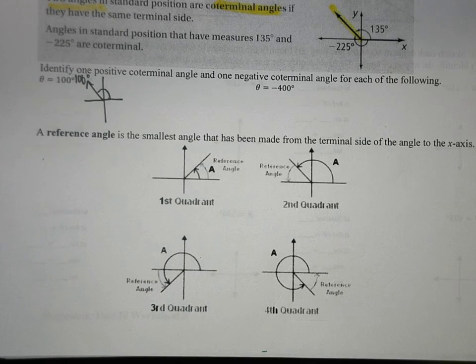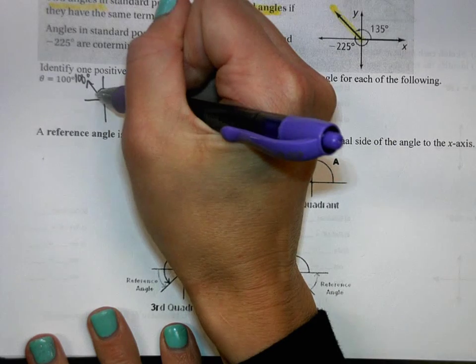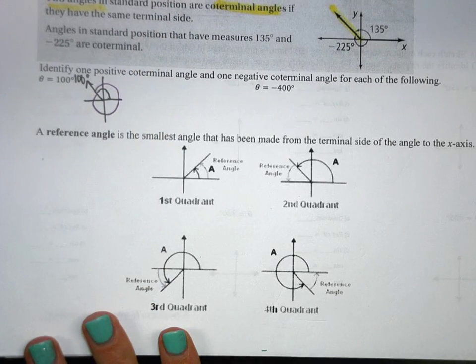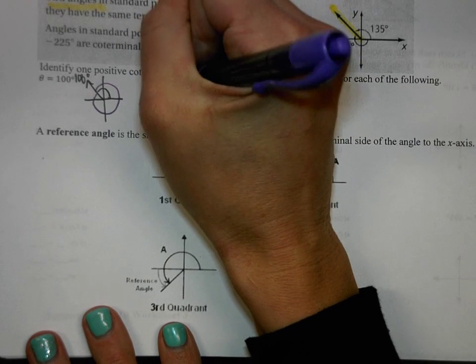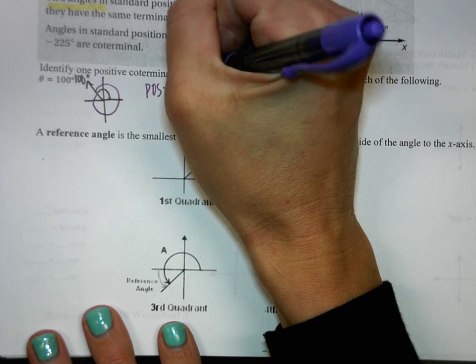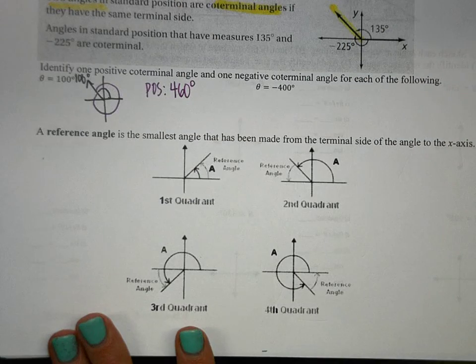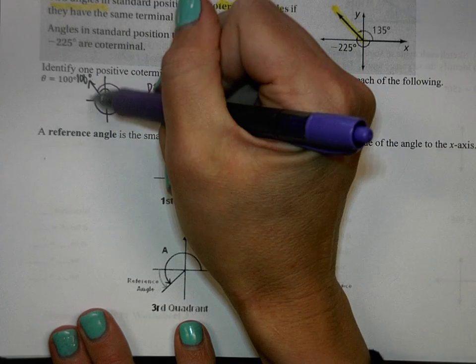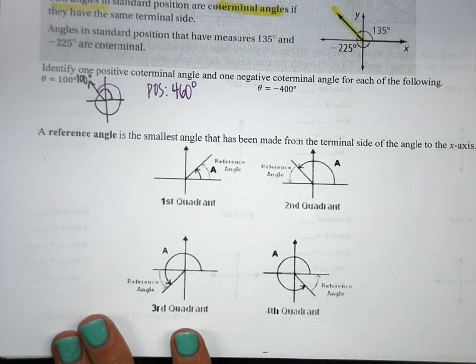What are you thinking? Do you guys agree that if you went around another 360 degrees, you would end up at the same spot? So what would that angle be? 460. The positive coterminal angle is 460 degrees. You don't have to draw these pictures; I'm just trying to show you what's happening. You had a whole 360 plus 100, which ends at the same spot and gives you 460 degrees.